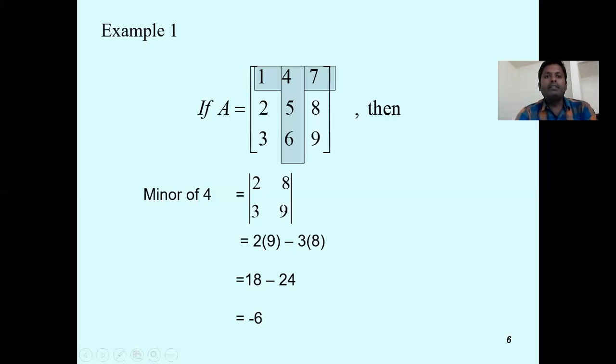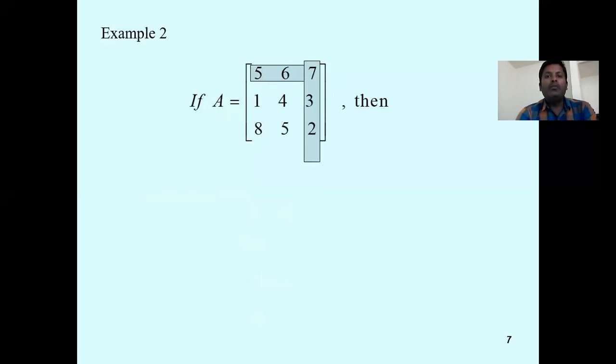Example 2. If A is equal to [[5, 6, 7], [1, 4, 3], [8, 5, 2]], then find the minor of 7. How can we find the minor of 7? The 7 is available at the first row and third column. So the corresponding row and corresponding column are neglected. The remaining elements we write: 1, 4, 8, 5.